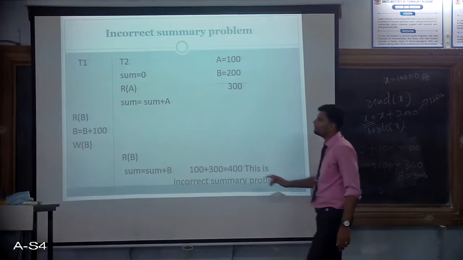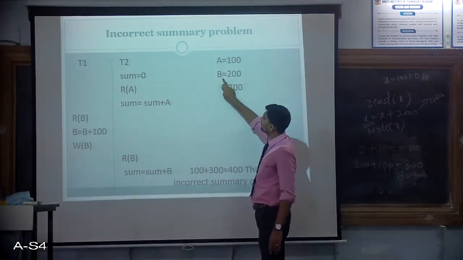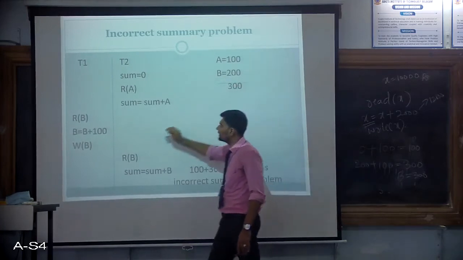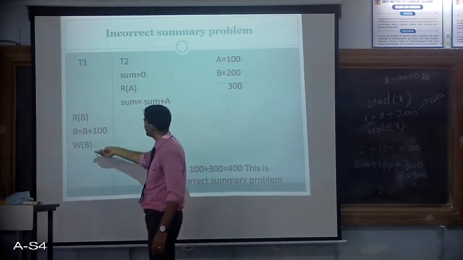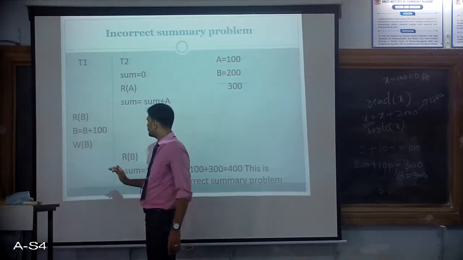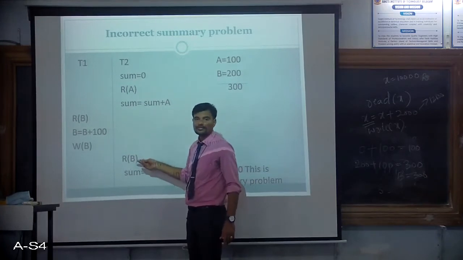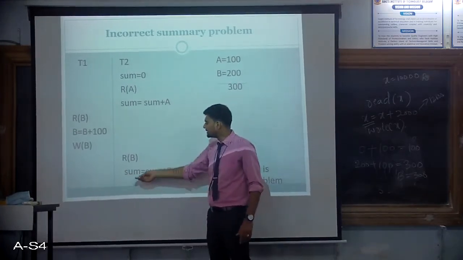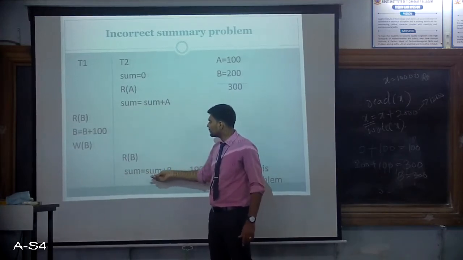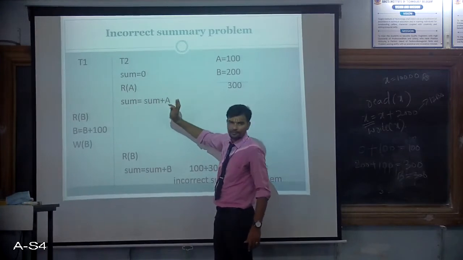Now the B value is 300, but initially the value was 200, right? After that I am writing the value of B. What is the value of B now? 300. After that, in transaction T2 I am reading the value of B. What is the value of B? 300. Next I am performing the operation sum equals sum plus B. What is the sum value? The sum value is the same, 100.